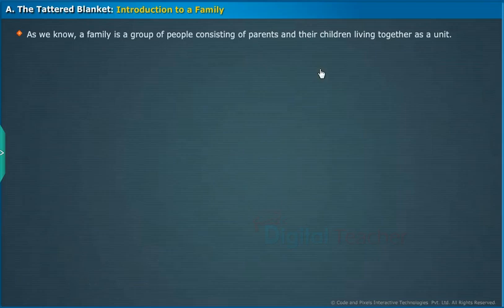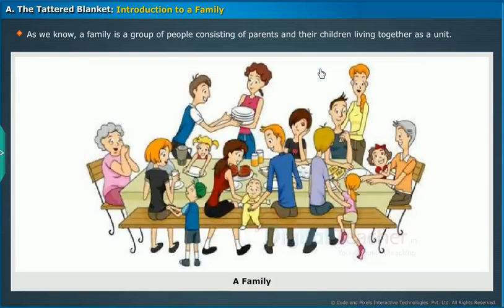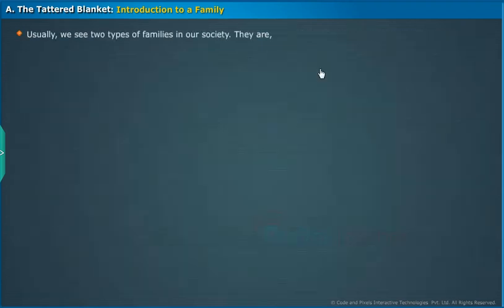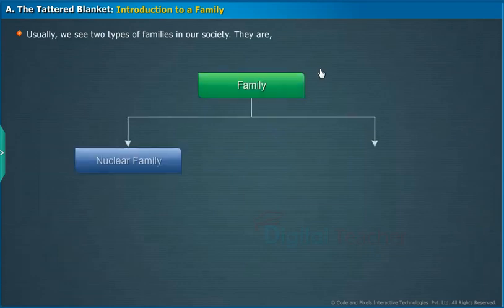As we know, a family is a group of people consisting of parents and their children living together as a unit. Usually, we see 2 types of families in our society. They are nuclear family and joint family. Let us observe the difference between a nuclear family and a joint family.